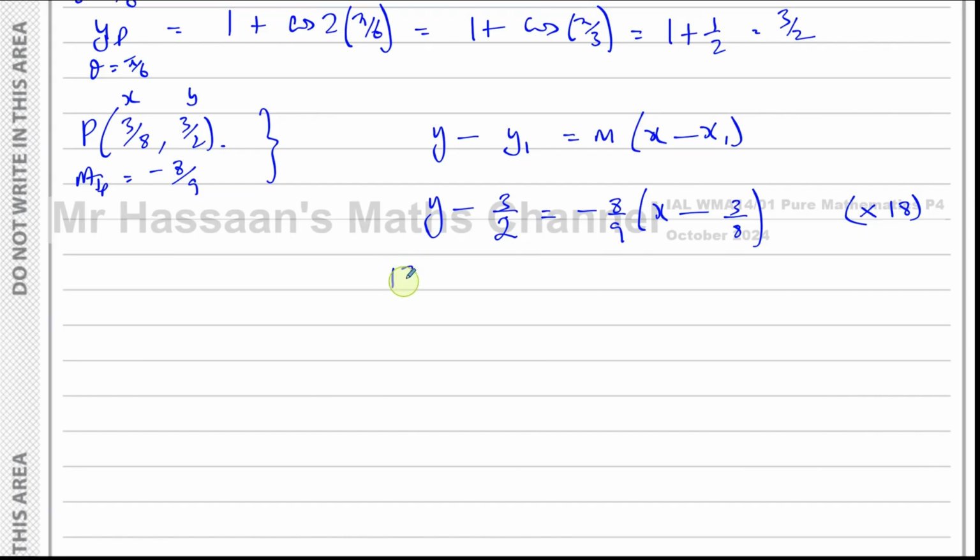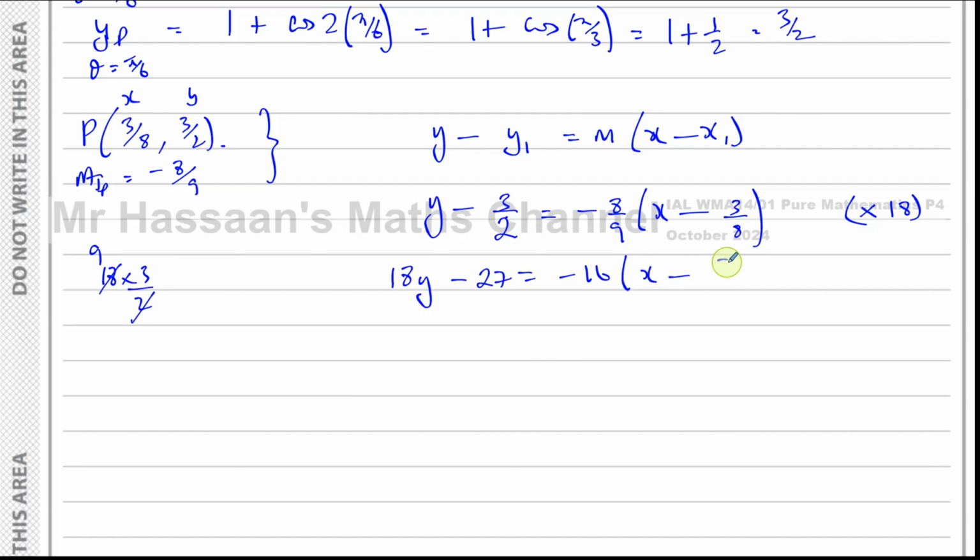So this is going to be 18y minus, if I multiply this by 18, I'll have 18 times 3 over 2. That's going to be 27. Okay, 18 times 3 over 2, that will cancel with that. 9 times 3 is 27. And this will give me, if I multiply by 18, I'll have minus 16 times.